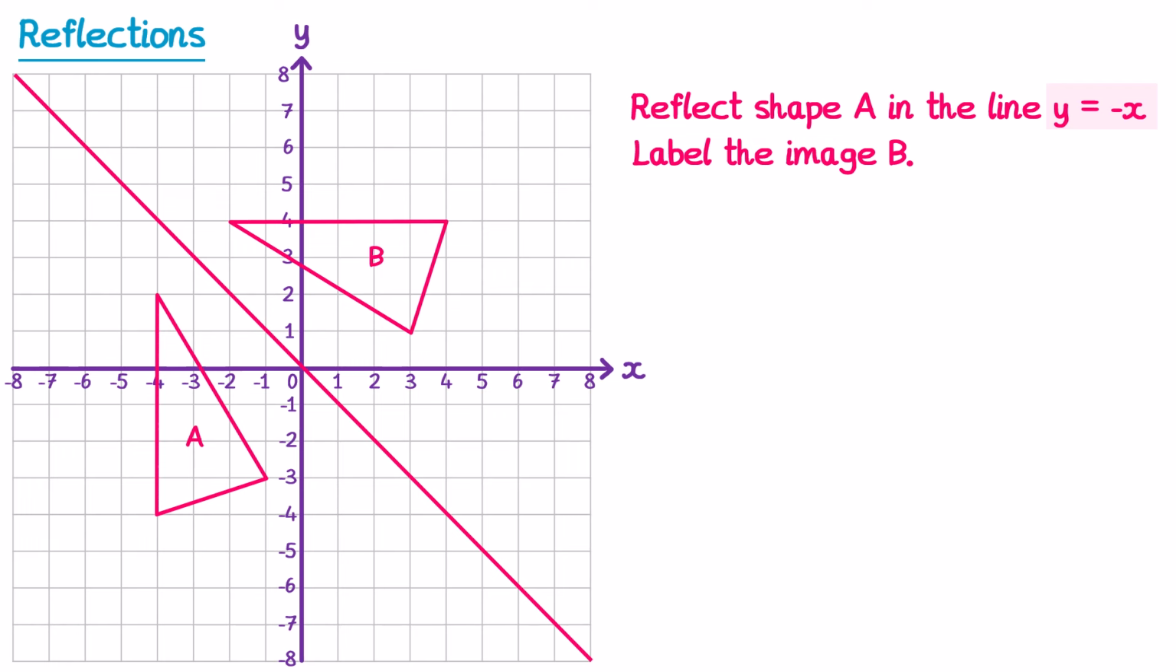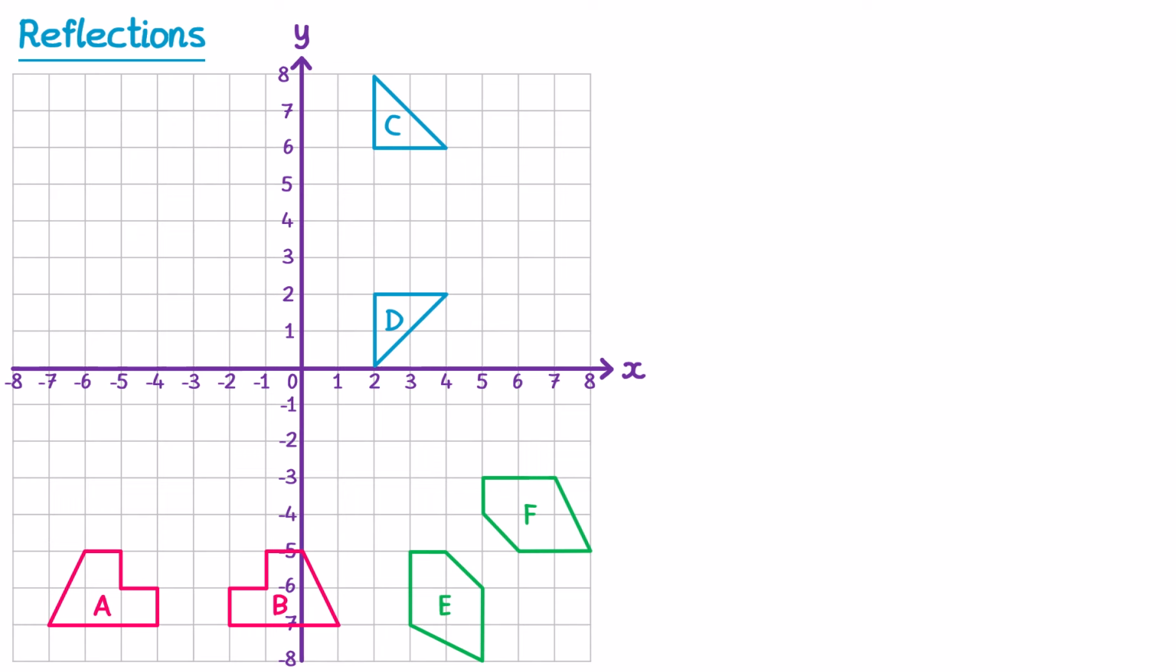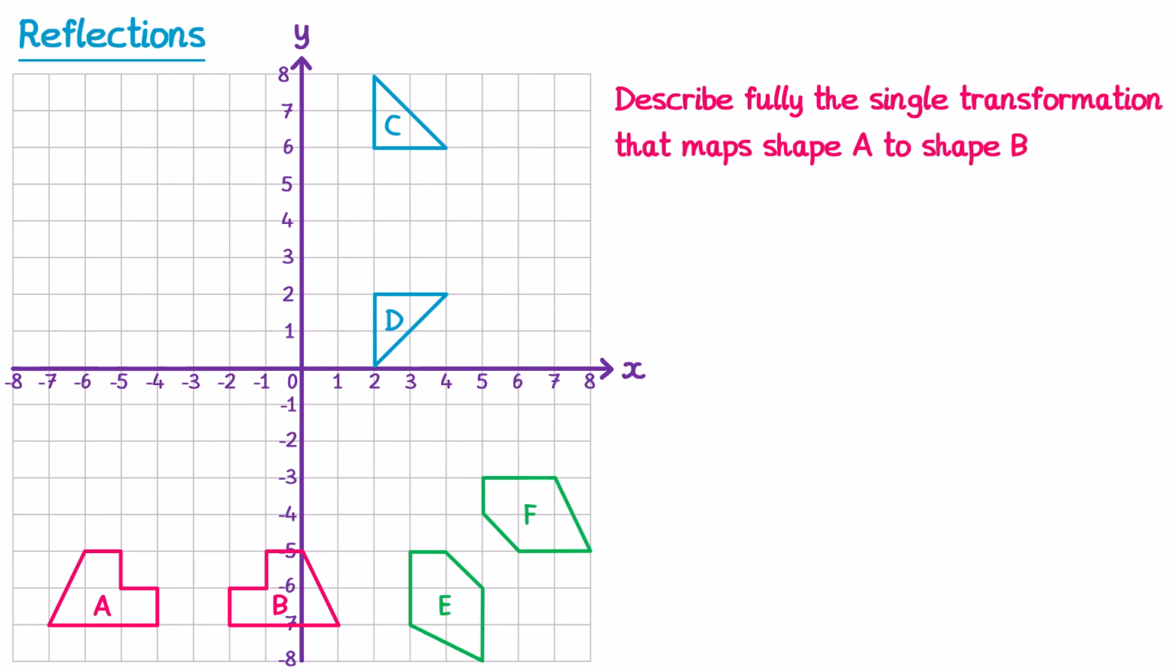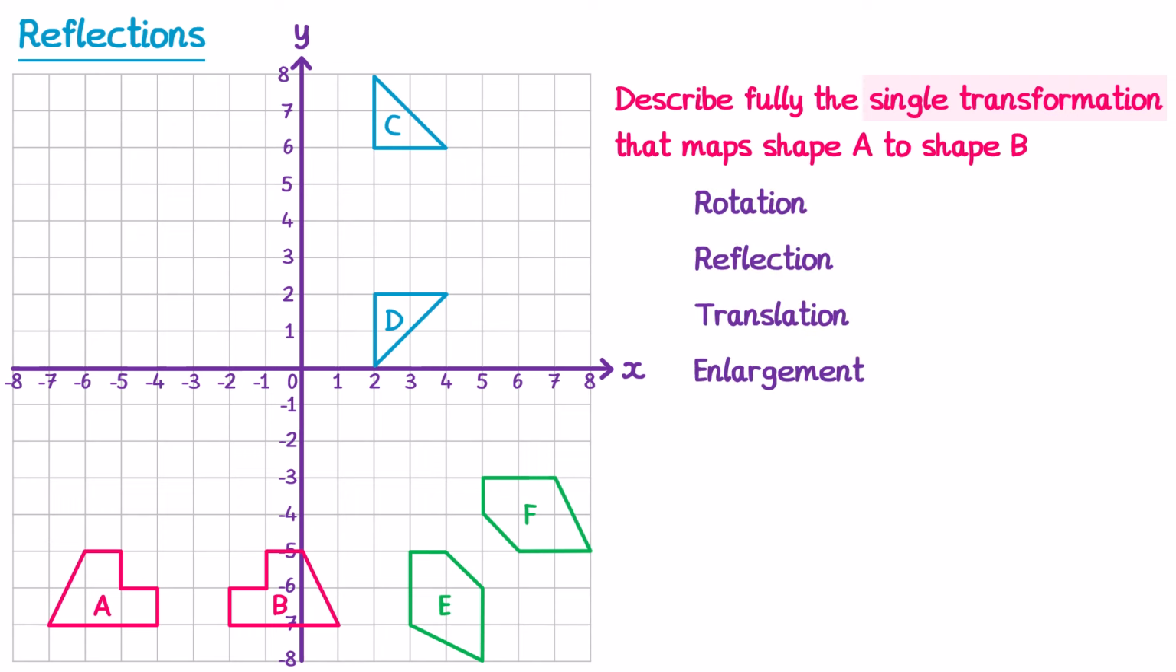Sometimes we have questions where reflections have already been completed, but we need to describe what has happened. Let's have a look at some of these. So the first question might say, describe fully the single transformation that maps shape A to shape B. Now where it says single transformation, you actually have a choice. There are four different transformations to pick from. They are rotation, reflection, translation, and enlargement.